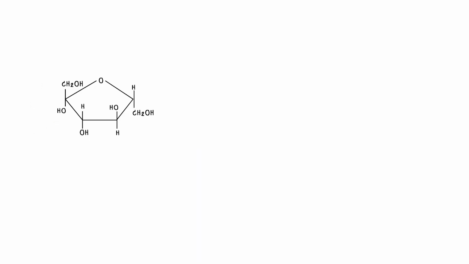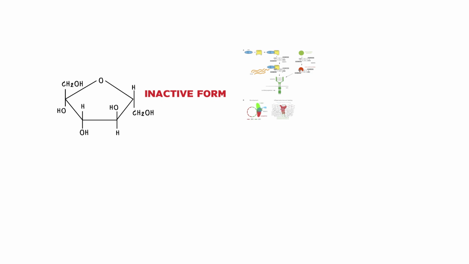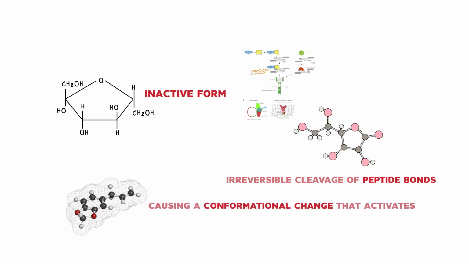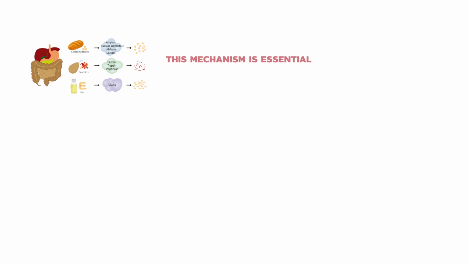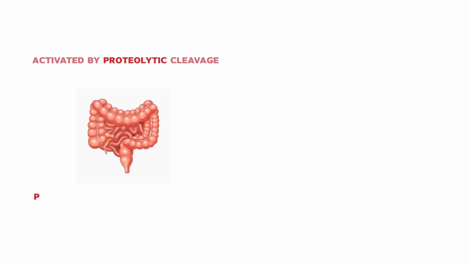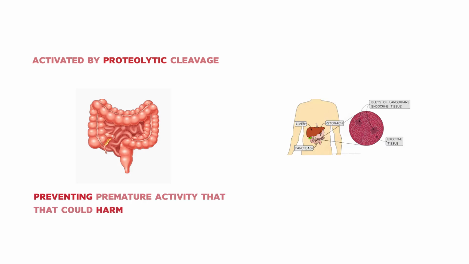Some enzymes are synthesized in inactive form and require a proteolytic activation to become functional. This involves the irreversible cleavage of peptide bonds within the enzyme precursor, causing a conformational change that activates the enzyme. This mechanism is essential when a rapid and irreversible activation is necessary. For instance, digestive enzymes such as trypsin and chymotrypsin are produced as inactive precursors called zymogens in the pancreas. They are only activated by proteolytic cleavage in the small intestine, preventing premature activity that could harm pancreatic tissue.